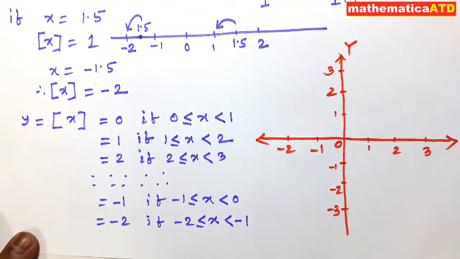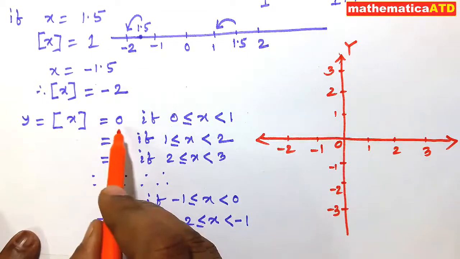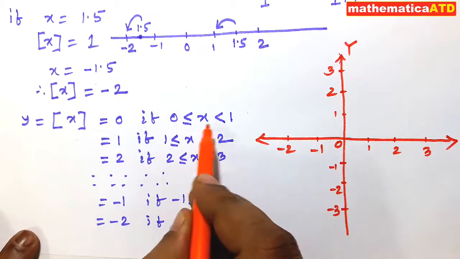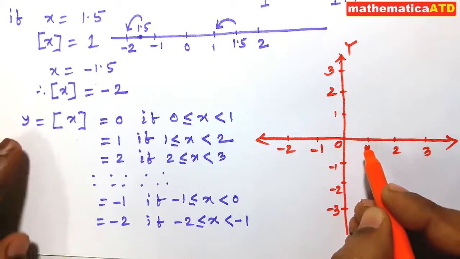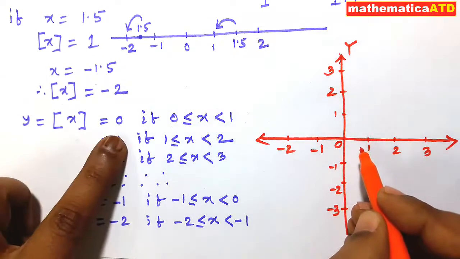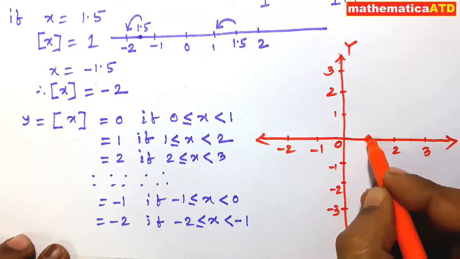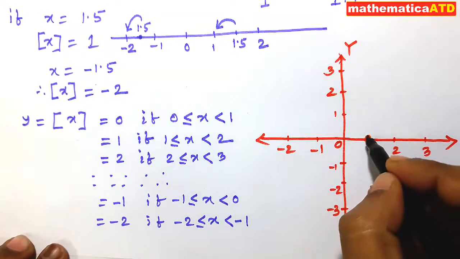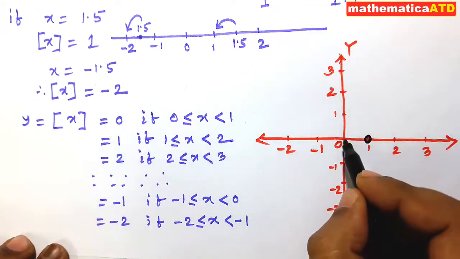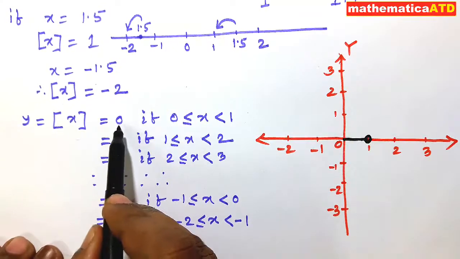So friends, you see that the greatest integer part of x is equal to 0 if 0 less than or equal to x less than 1. That means from 0 to 1 the value of y will be 0. So we can take from 0 to 1, we change the pen. Yes, like this. From 0 to 1, the value of the function is equal to 0.